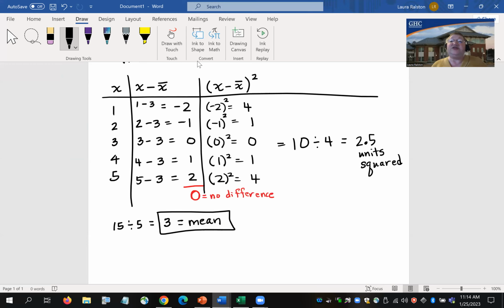So in thinking about percentiles, percentiles basically divide the entire data set into 100 equally sized groups. Each group contains 1% of the data. Okay, each group contains 1% of the data.